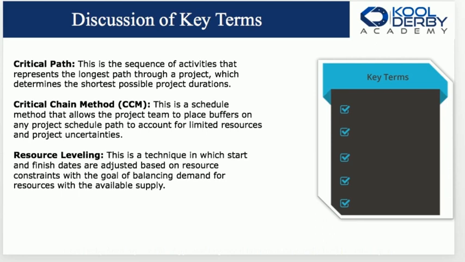Finally here, resource leveling. This is a technique in which start and finish dates are adjusted based on resource constraints with the goal of balancing demand for resources with the available supply. So we might have one resource that is working, say, 12 hours per day. Well, we don't really like that because that resource is overworked. So we have another resource that is only working 4 hours per day and another one that is working 6 hours a day. So we level the work across the resources.